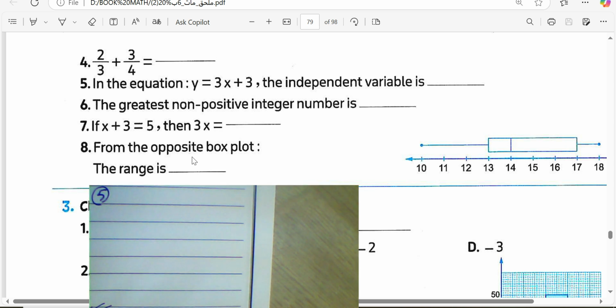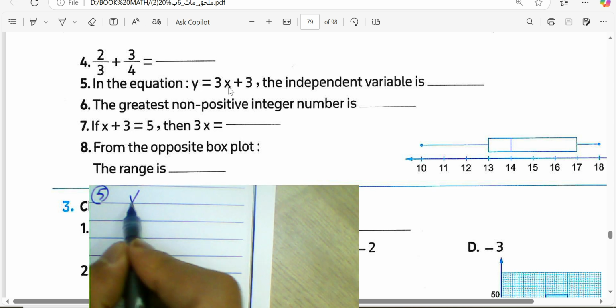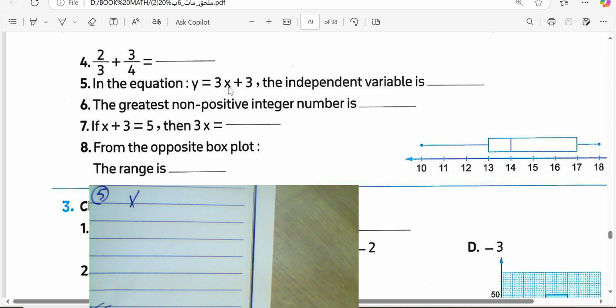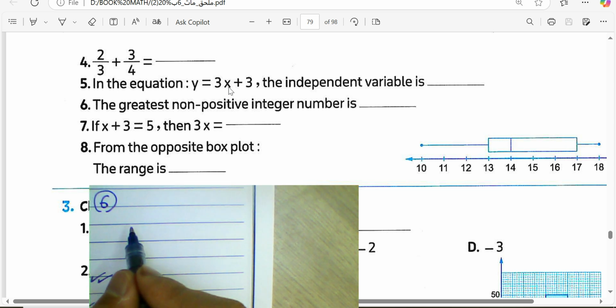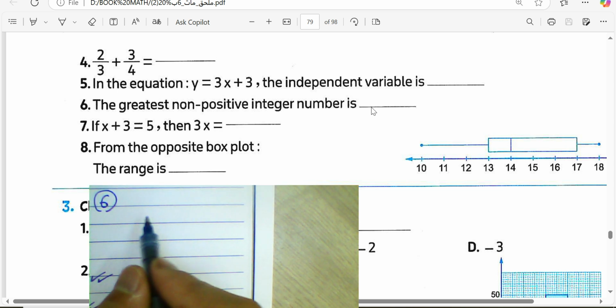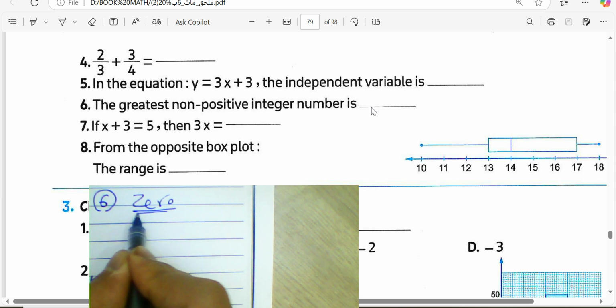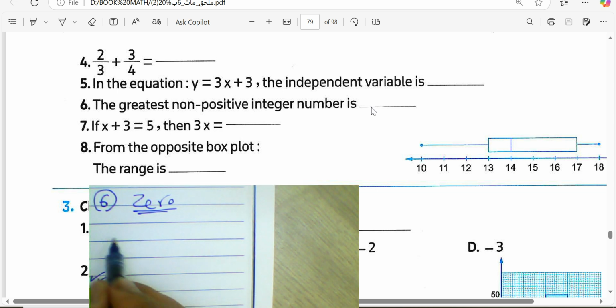In the equation y equals 3x plus 3, the independent variable will be x. Independent variable here will be x. Okay, and why do we call it the dependent variable? We have the difference between dependent and independent. Next question, number 6. The greatest non-positive integer will be 0. 0 is non-positive and non-negative.